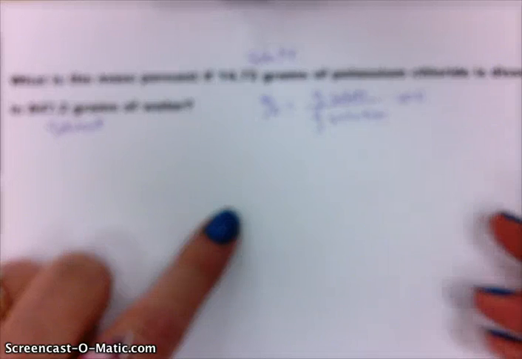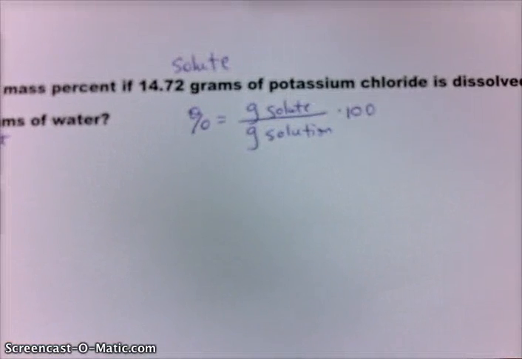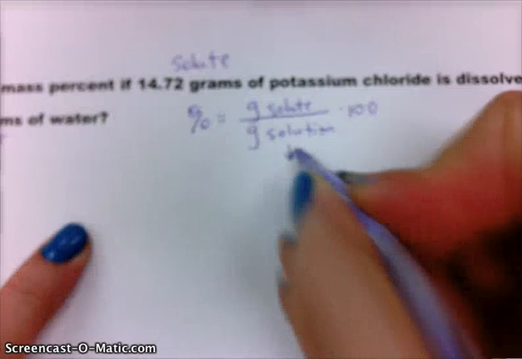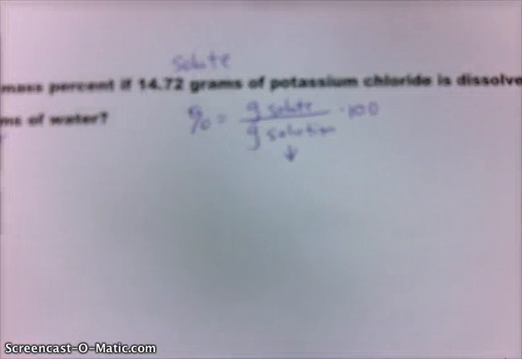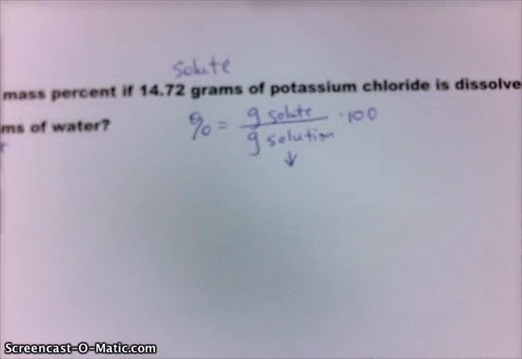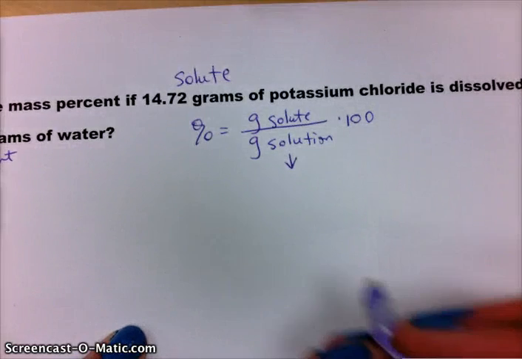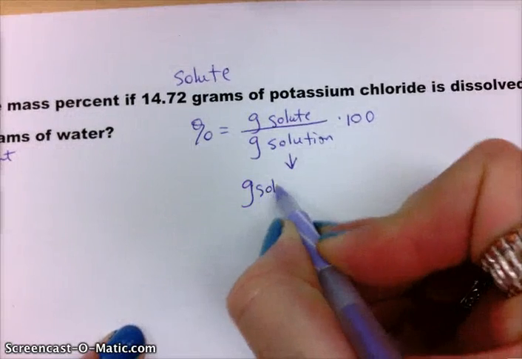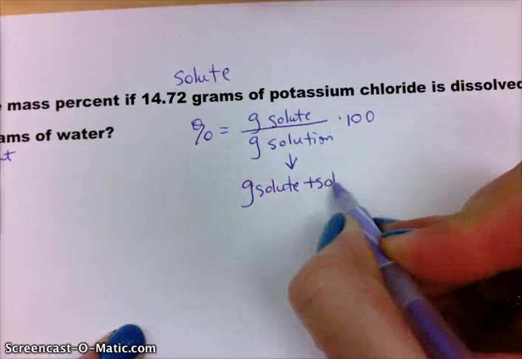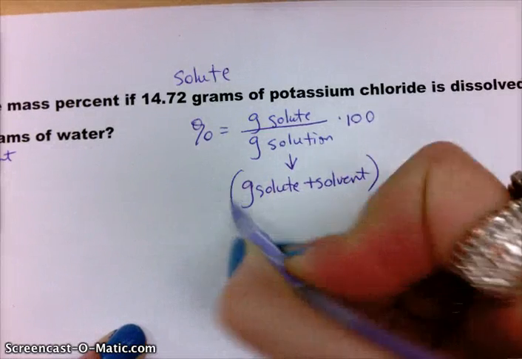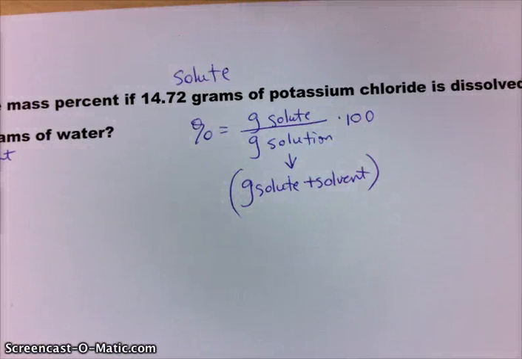Now, one thing to remember is that the grams of solution is the total in the solution. So the two components of the solution are the solute and the solvent. So grams of solution is actually grams of solute plus solvent. So that is actually what's in the denominator. It's the solute plus the solvent totals the solution.